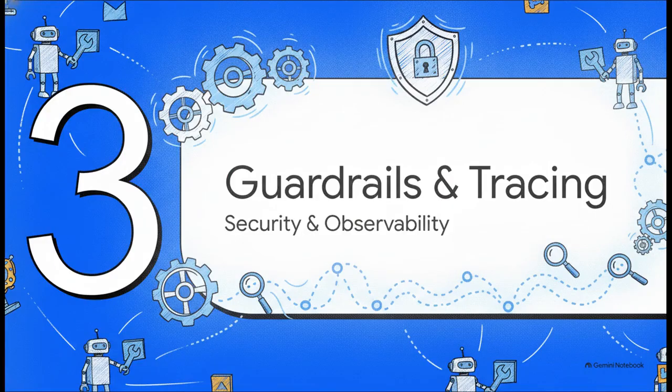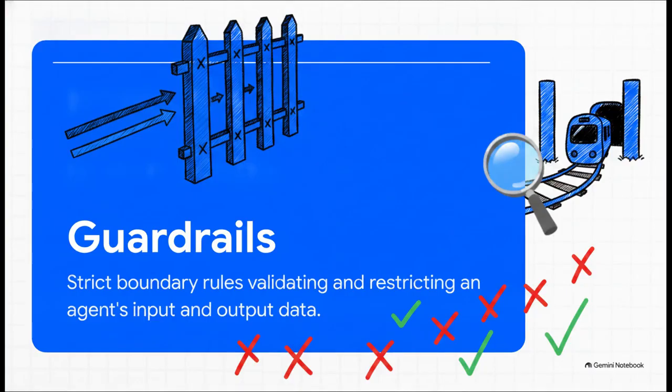Let's jump into Section 3, guardrails and tracing. These are the crucial components that keep our AI agents safe and predictable. Because look, once you have autonomous agents running around talking to each other and using tools, you absolutely need safety. That's where guardrails come in. These are strict boundary rules you apply to your agents.